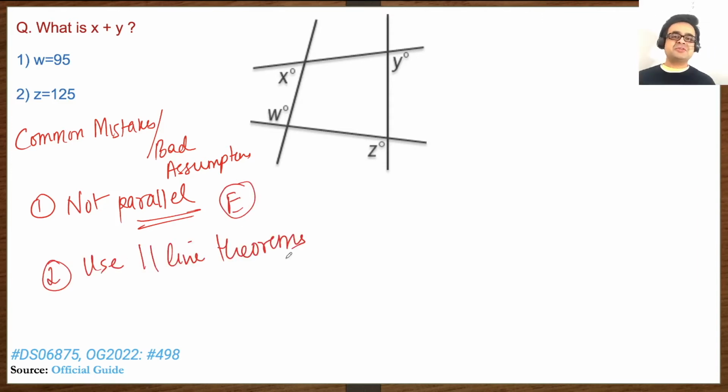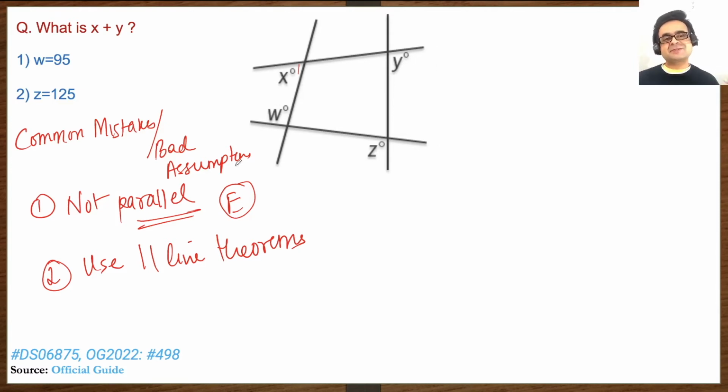The second common mistake is that even though the lines are not parallel, the test takers end up applying the parallel line theorems, which say that internal angles on the same side of the transversal are 180, so x plus w should be 180, which means you can probably get some answer. So just by knowing w, you can get the value of x, and because you know the value of x, you can get the value of y, which ends up giving them the wrong answers.